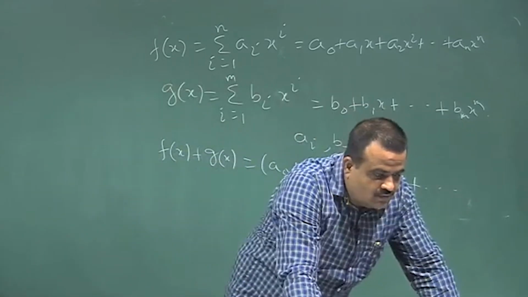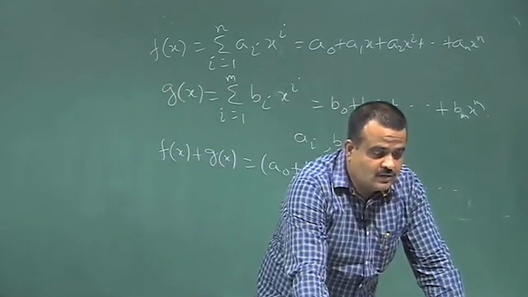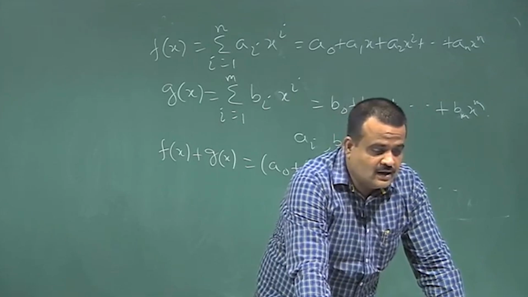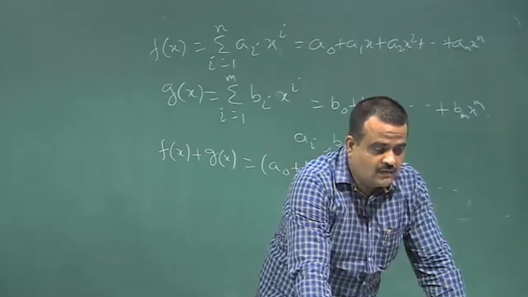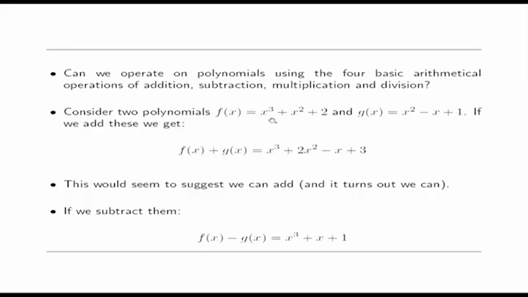So, this is the basic addition operation. For example, if you take two polynomials f(x) and g(x). f(x) is x cube plus x square plus 2. Now, if you add these two, x cube has coefficient 1, there is no x cube in g(x). For x square we have coefficient 1 and here 1, so it will give us 2. For x there is no term in f, there is minus 1. So, it is minus 1. Then for the constant, a0 and b0 are 2 and 1, so it is 3. This is the addition of f(x) plus g(x).